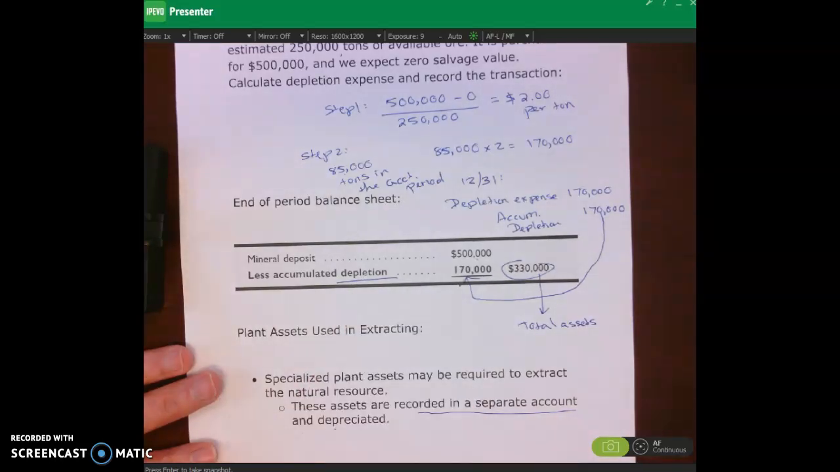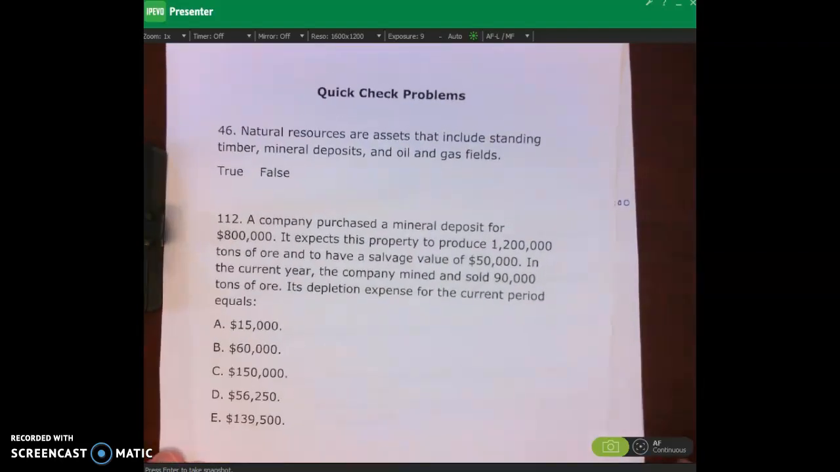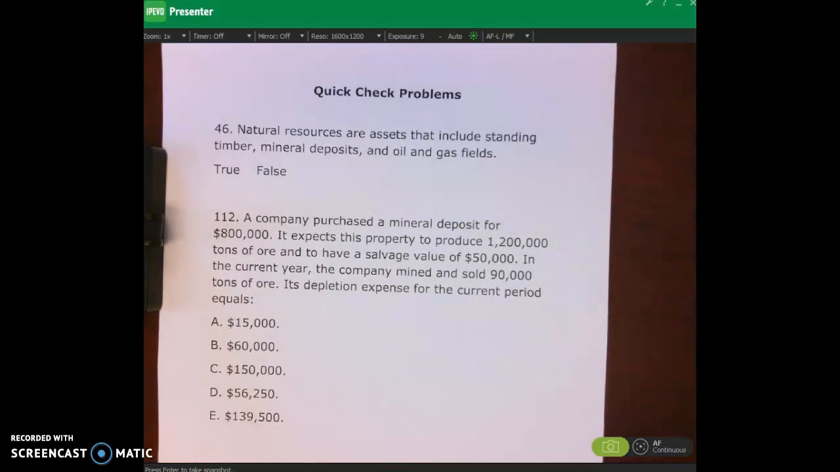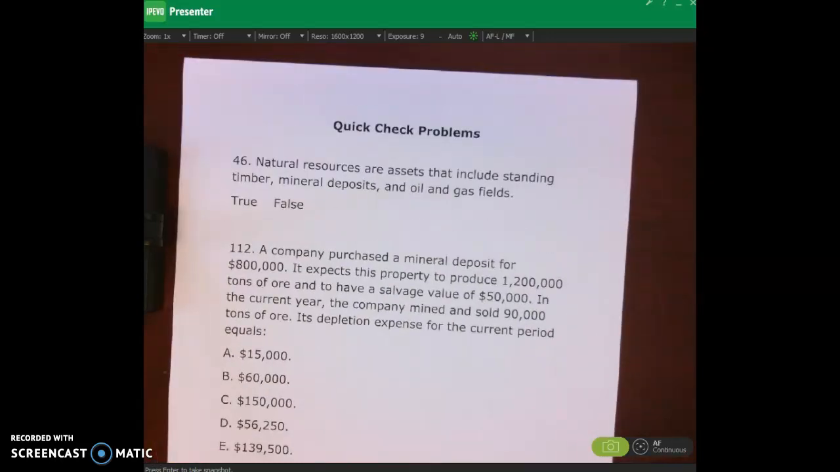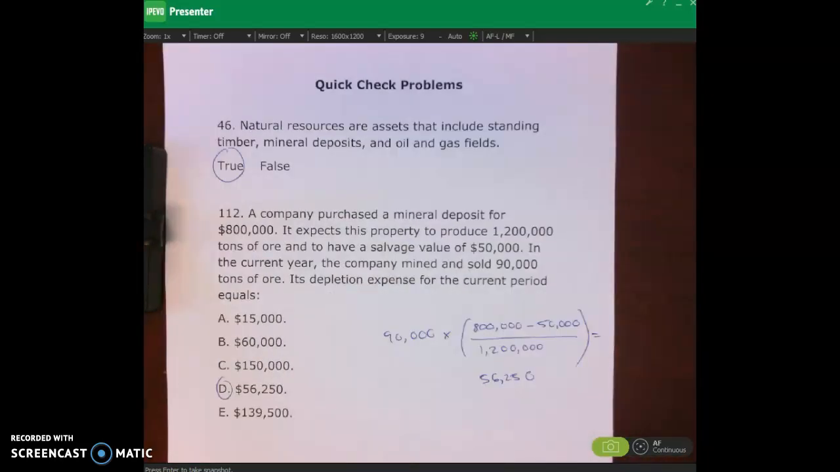Okay. All right. So let's look at this. Look at these quick check problems over here. And so what I want you to do is to pause the lecture video and do number 46 and number 112, and then come back and check your work. Okay. Thanks. Okay, so let's see how you did.